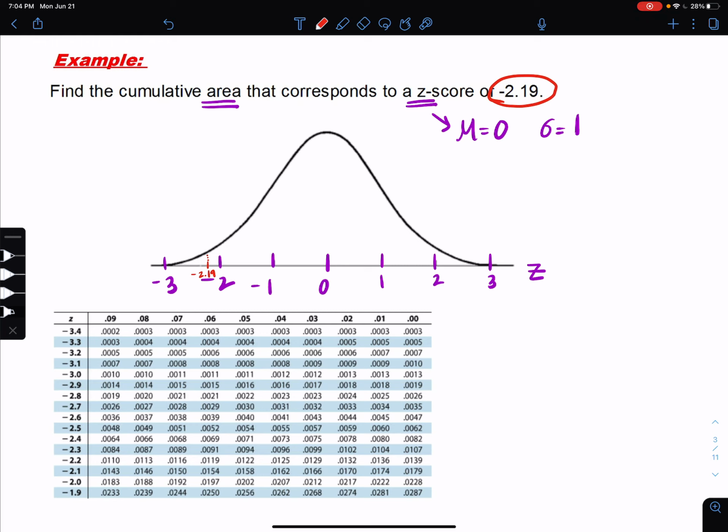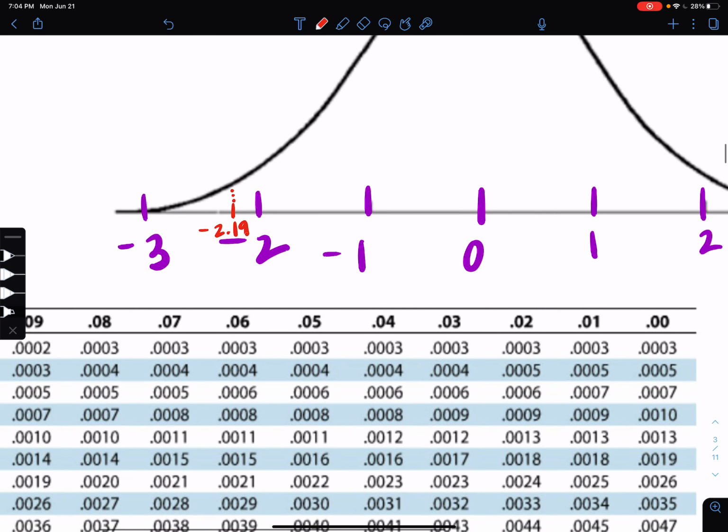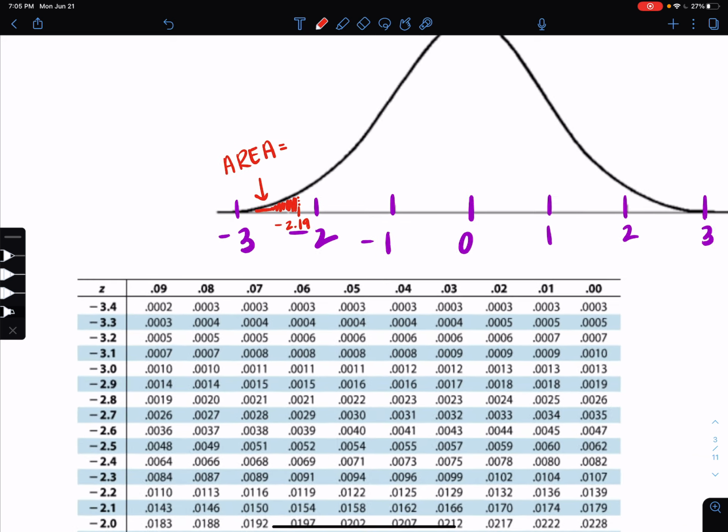And then what I'm being asked to find here is a cumulative area. Now, area is always directional. It's going to be left, right, or between. So when you hear the term cumulative area, this is just another word for the area from the left because it's everything up to that value. So what this problem is asking me to find is the area under the curve of this small region right here to the left of negative 2.19. And I'm going to use my standard normal table to find that.